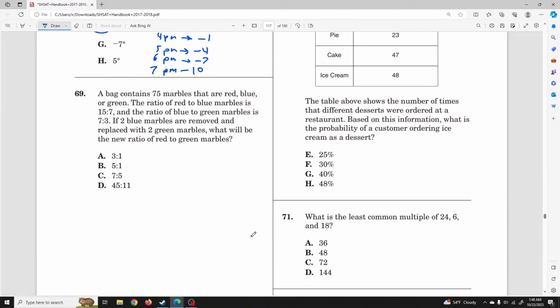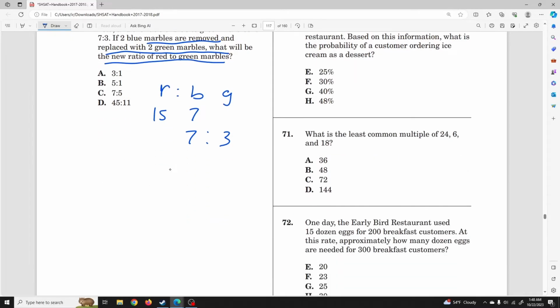Moving on to number 67, it says a bag contains 75 marbles that are red, blue, or green. A ratio of red to blue marbles is 15 to 7, and the ratio of blue to green marbles is 7 to 3. If 2 blue marbles are removed and replaced with 2 green marbles, what will be the new ratio of red to green marbles, right?